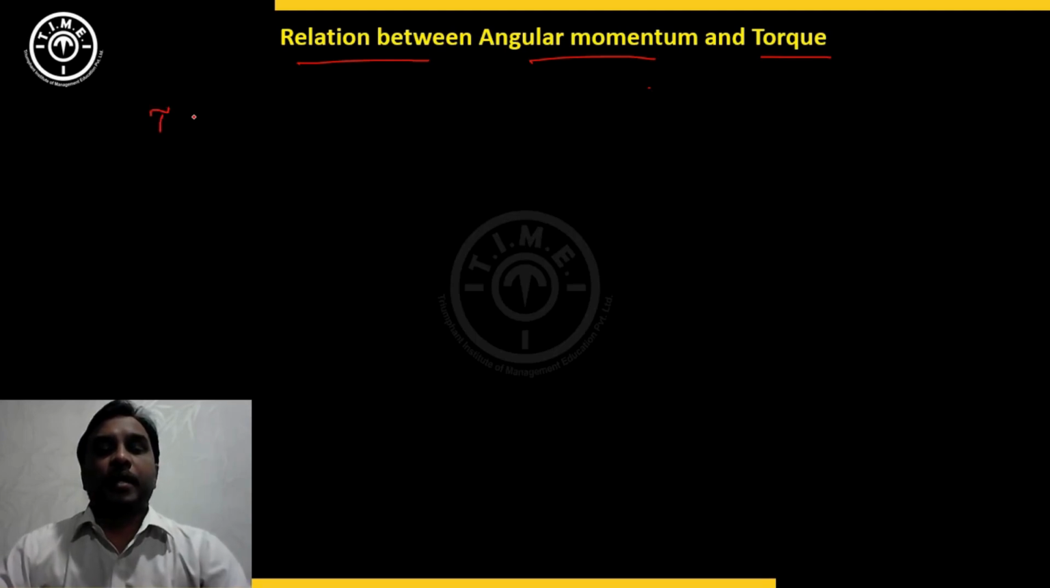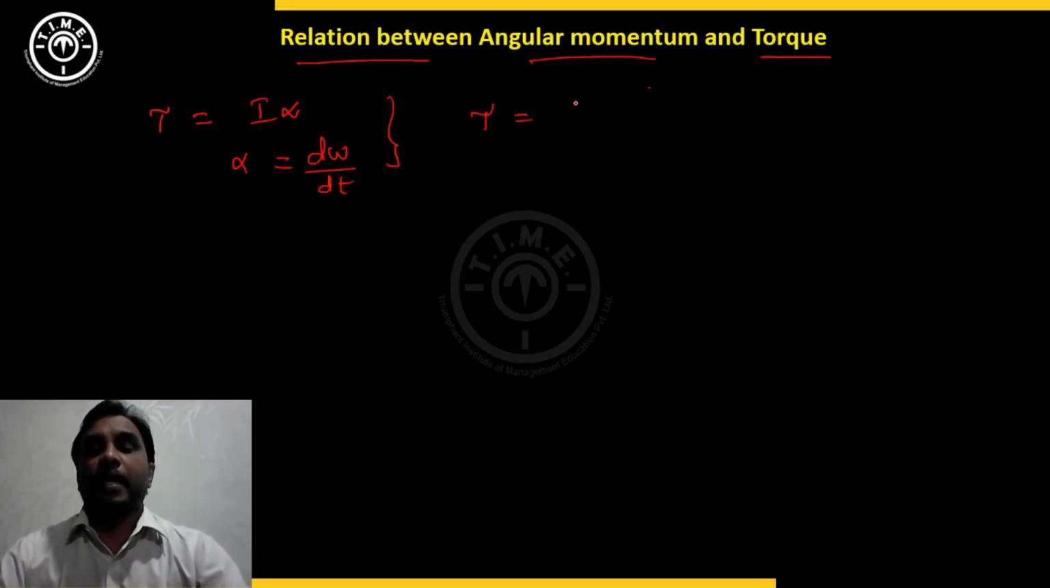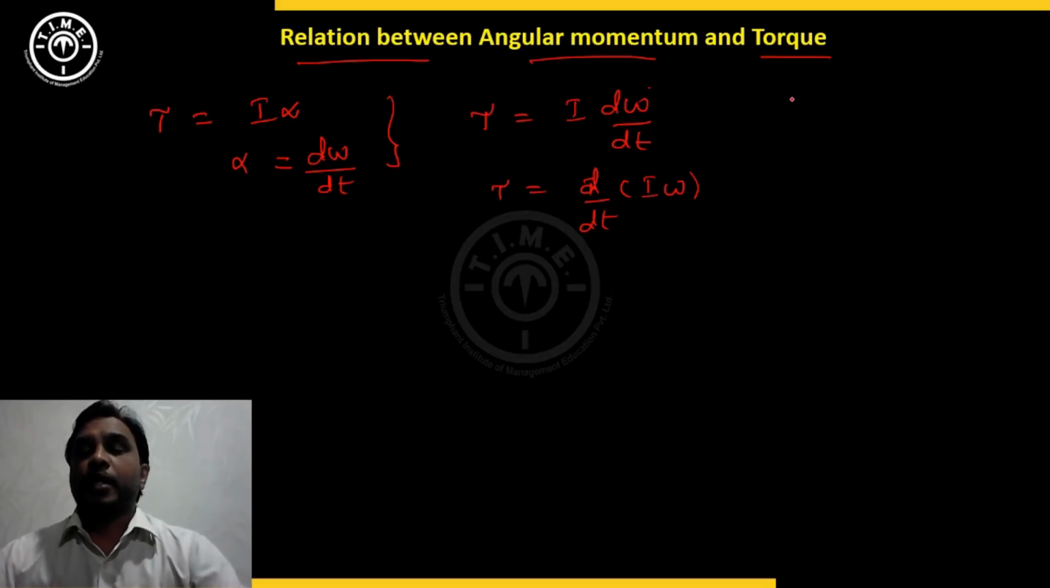The relation between angular momentum and the torque: torque can be written as I into alpha. Alpha is angular acceleration, which can be written as d omega by dt. From these two expressions, torque can be written as I into d omega by dt. So rewriting the term, torque is equal to d by dt of I omega. Already you know that I omega is angular momentum. So the torque can be written as dL by dt. This is the relation between torque and angular momentum.